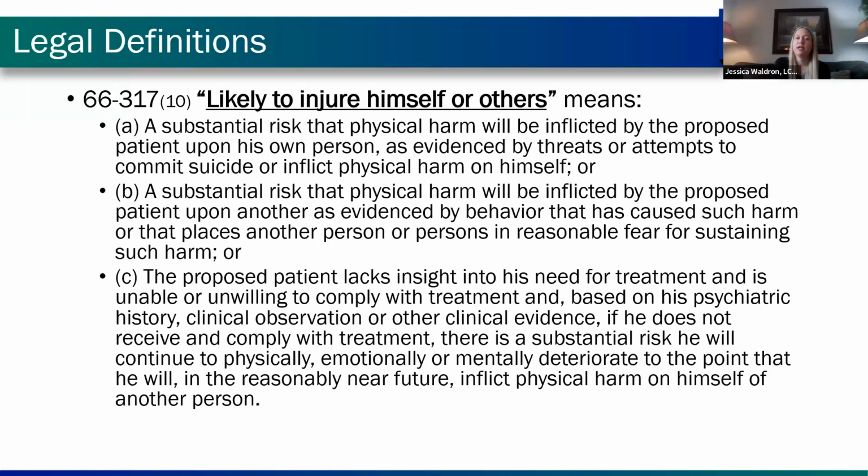What we're looking at for the likely to injure themselves or others, they're combined together in the statute's definition, but when we're looking at commitment criteria, we're looking at each of those as separate. Are they likely to injure themselves or are they likely to injure others? But we're looking at a substantial risk that physical harm will be inflicted by the patient upon his own person as evidenced by threats or attempts to commit suicide or inflict physical harm on himself.